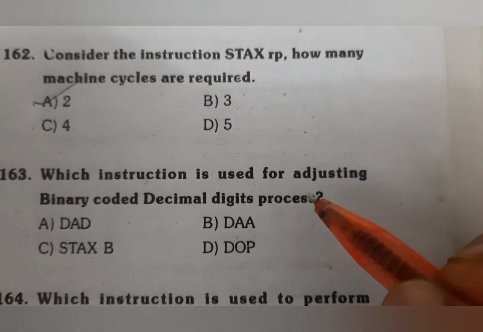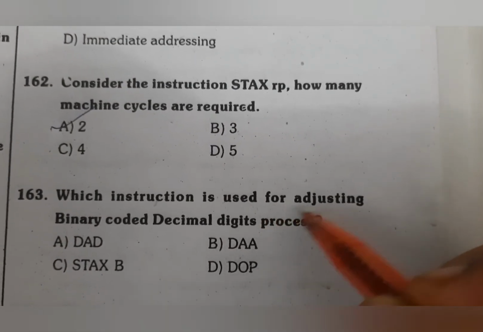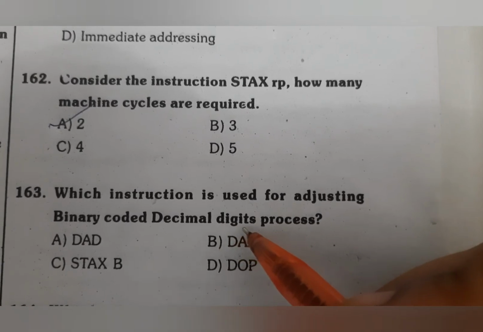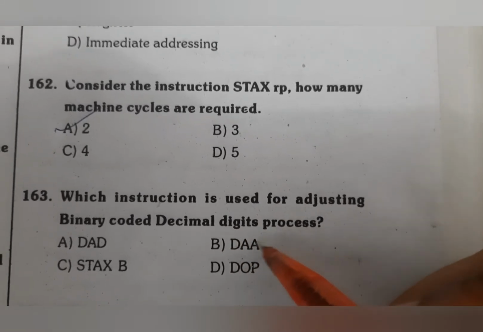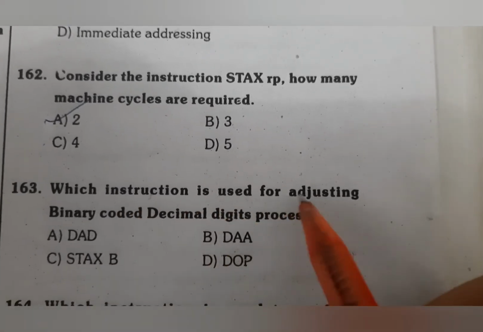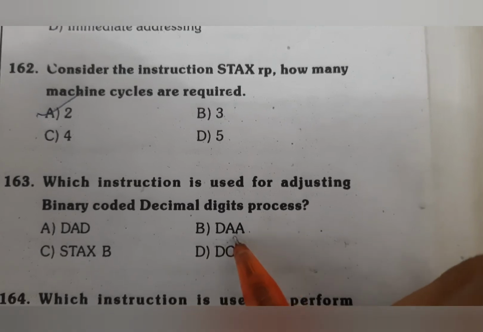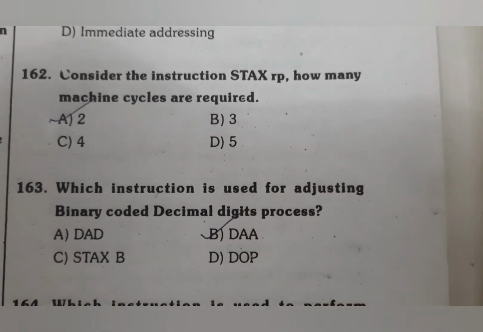Next question, which instruction is used for adjusting binary coded decimal digits? Here the answer is DAA. DAA is the instruction used for adjusting binary coded decimal digits. So here the answer is B.